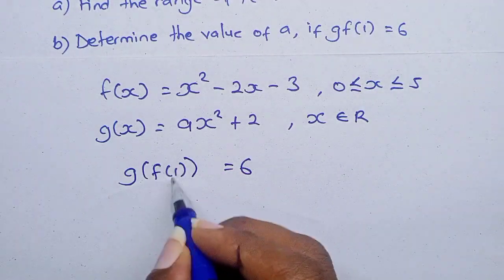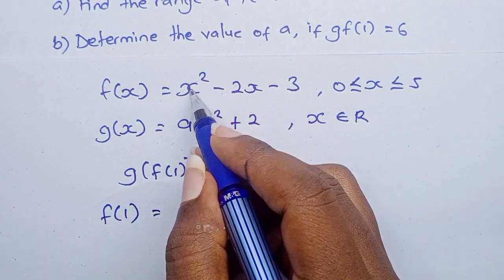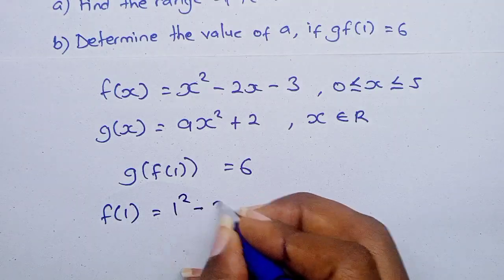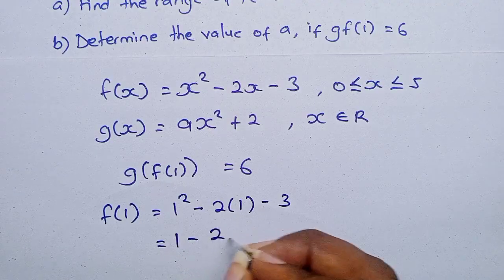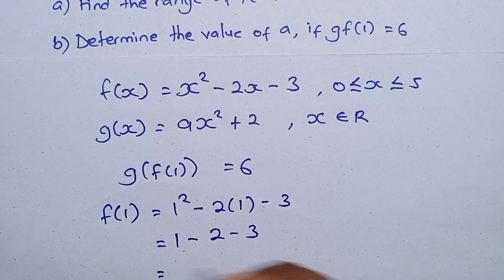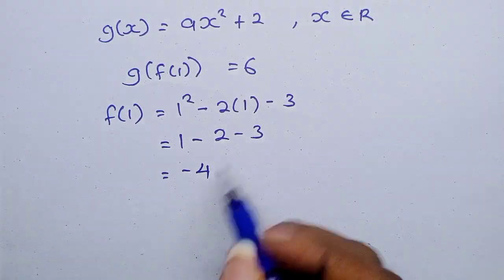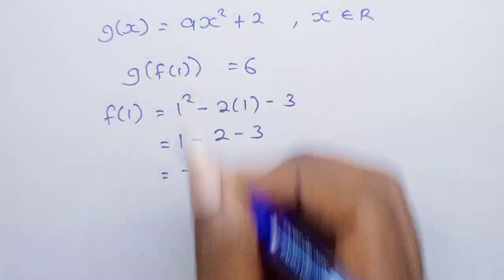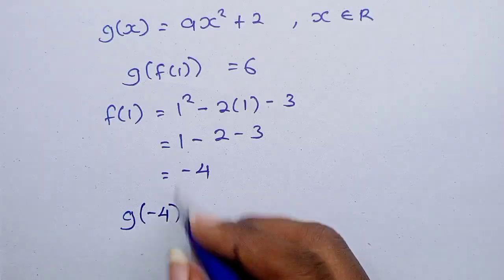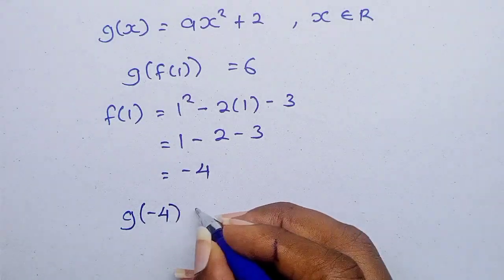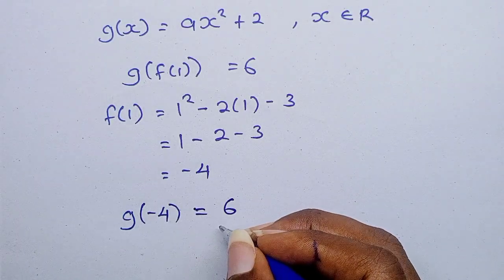So first of all, we have to determine f of 1. f of 1 would be equal to, here we replace x with 1. So 1 squared minus 2 times 1 minus 3, which is equal to 1 minus 2 minus 3, which is equal to negative 4. So f of 1 is negative 4. And we want to find g of f of 1. So g of negative 4 is now what we need to find, since we've already found f of 1. So this g of negative 4 is equal to 6.